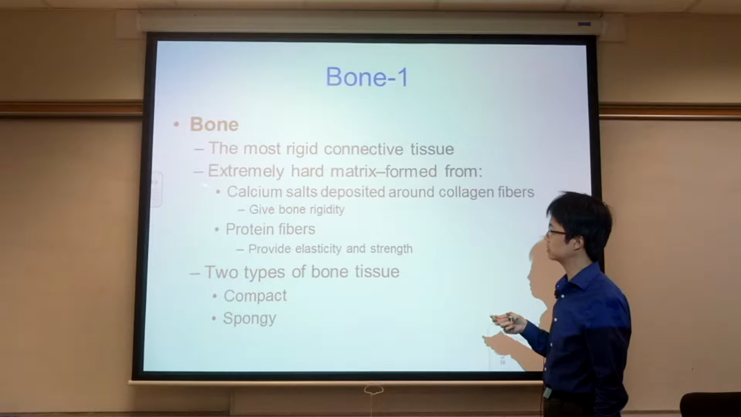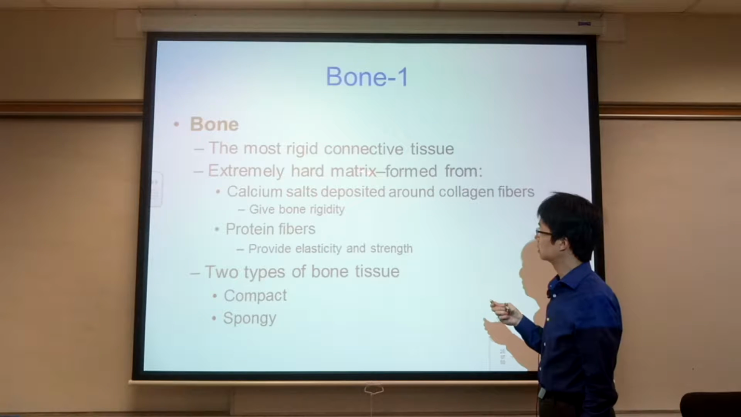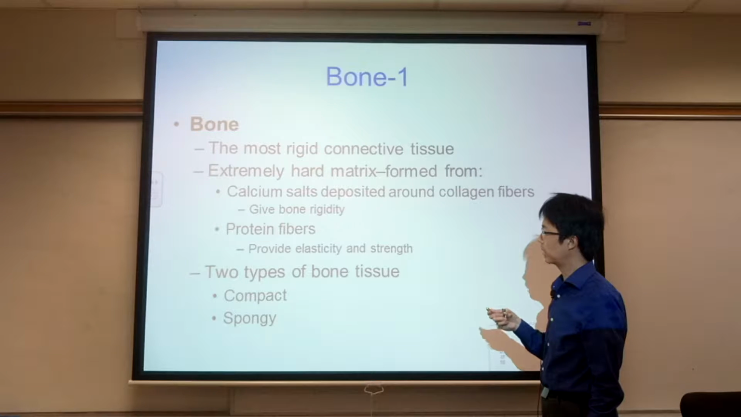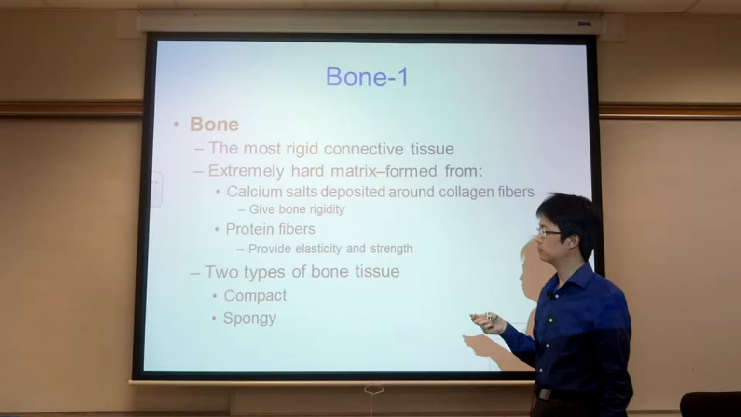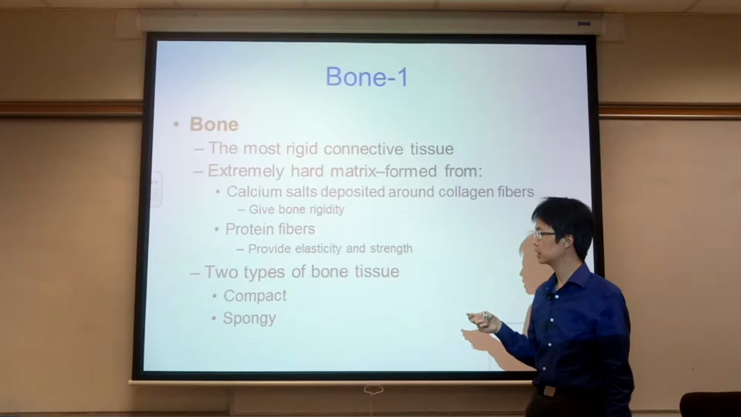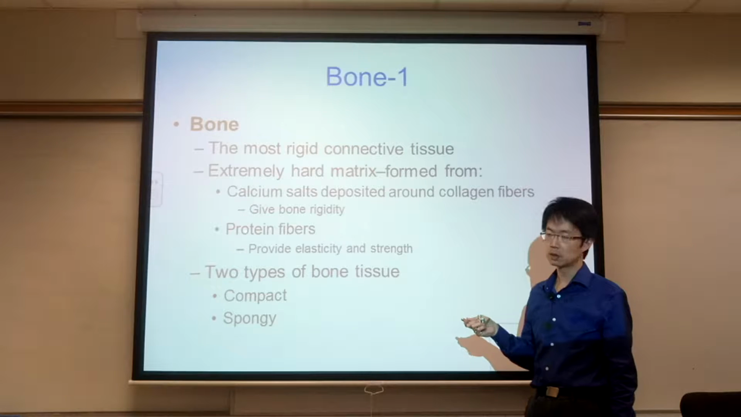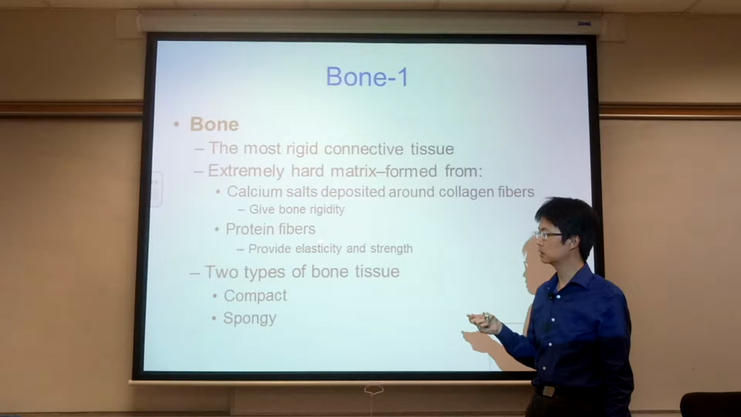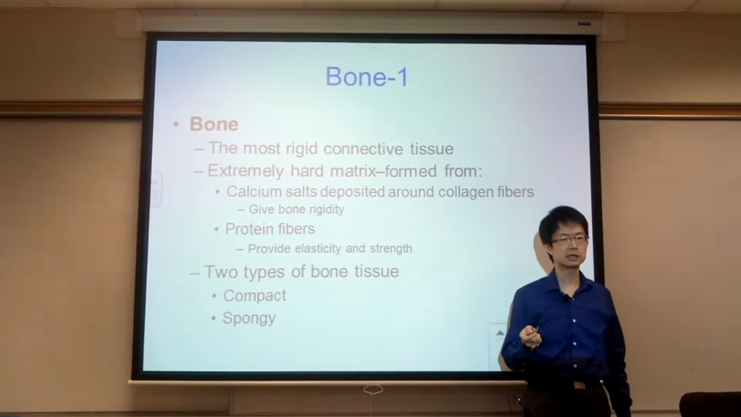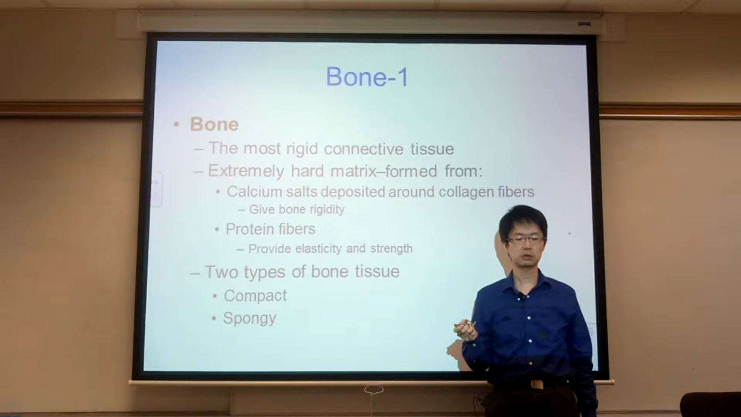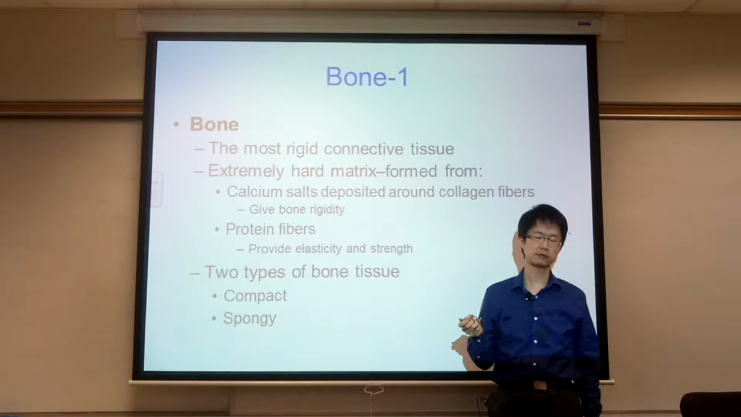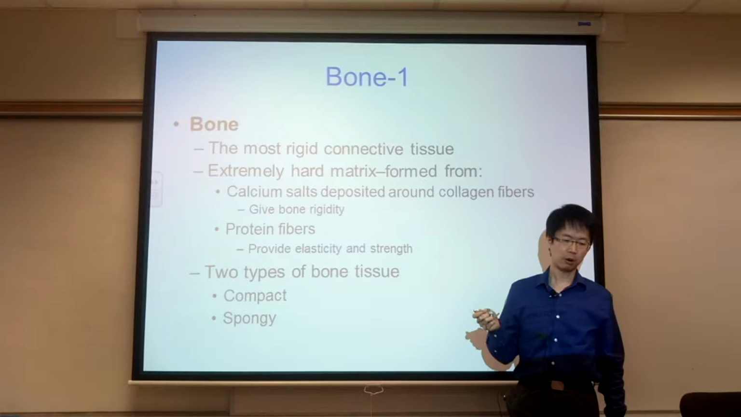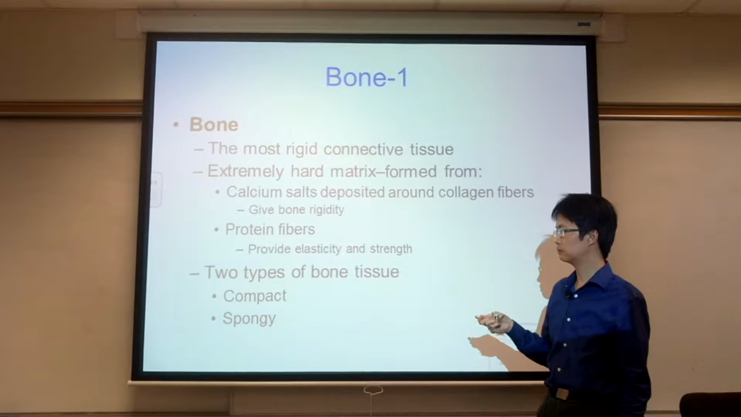They have calcium salt. They also have collagen fiber. Calcium salt and collagen fiber together make the bone very rigid, but they also have protein fiber that gives the bone some kind of elasticity and strength. So bone is not like steel. Steel doesn't have much flexibility, not much elasticity. Bone has elasticity. It's not completely rigid.